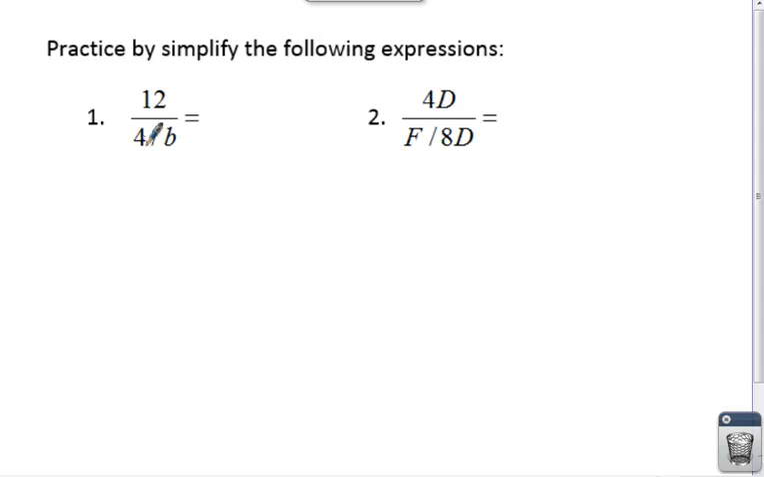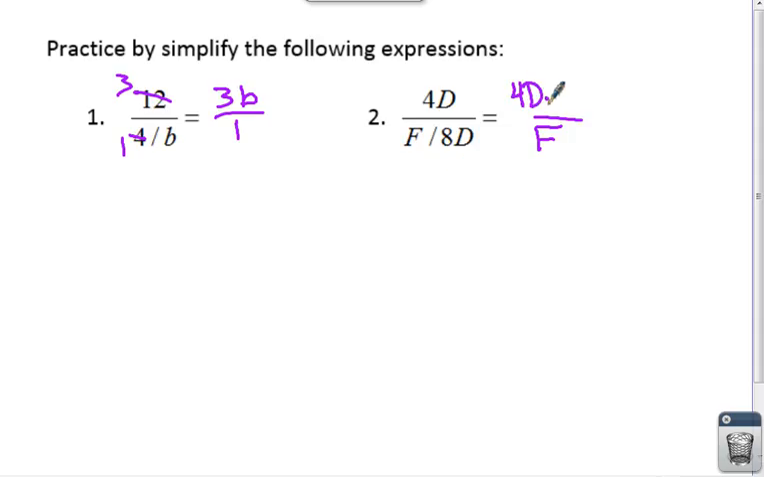So first, let's simplify this. We have 12 divided by 4, so that's 3 over 1. We have the numerator and the denominator. Ooh, this b is in the denominator of the denominator, so we're going to end up with that in the numerator. So we have 3b over 1, or maybe just 3b. Number 2, f is not going to get canceled out. It's going to stay in the denominator. But 8d is in the denominator of the denominator, so it's going to get flipped up to the top.